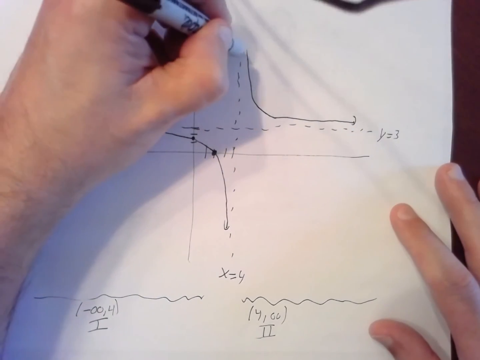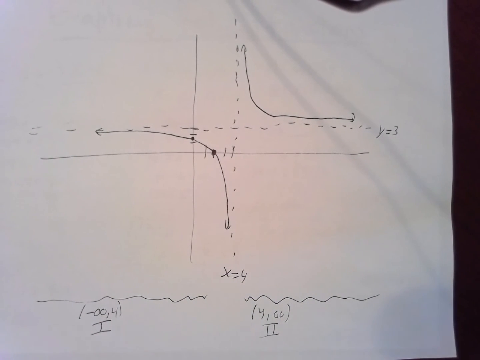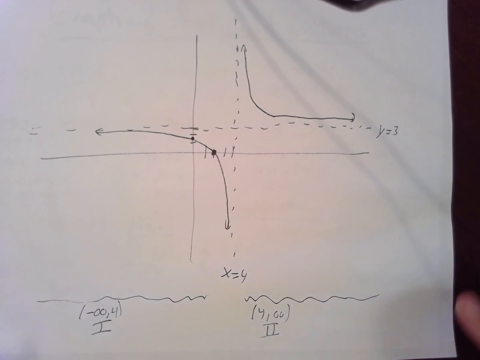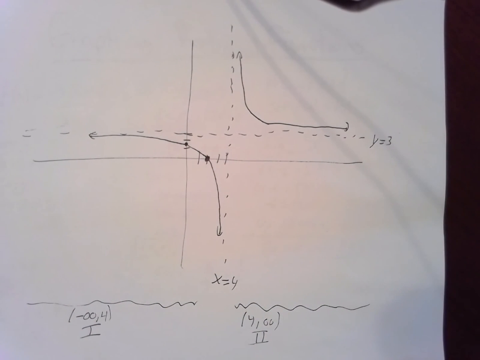If you can't immediately see that, that's okay. Plot some points. That's the last step, is plot as many points as you need to convince yourself what the graph is going to look like. Okay, so this one is done. That is the graph of that function.